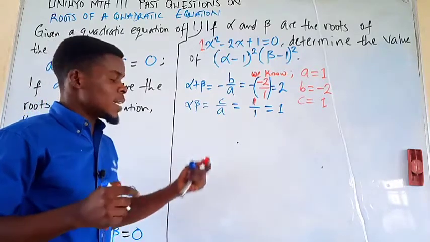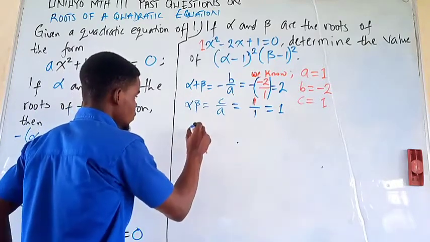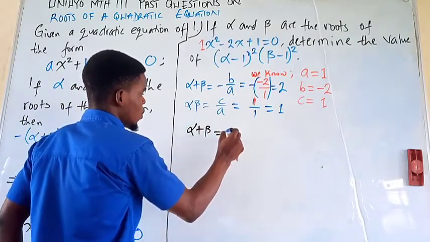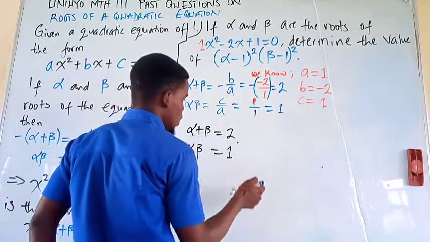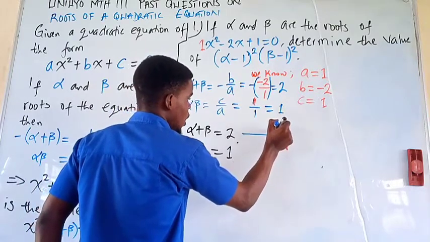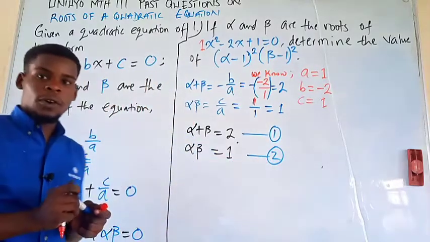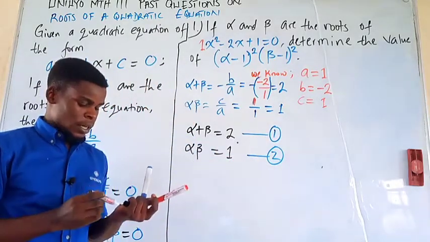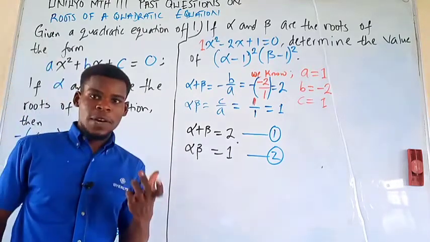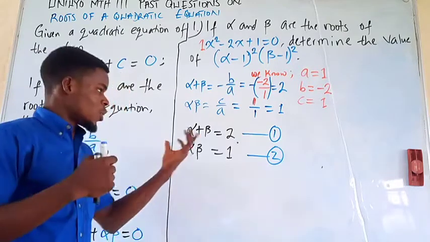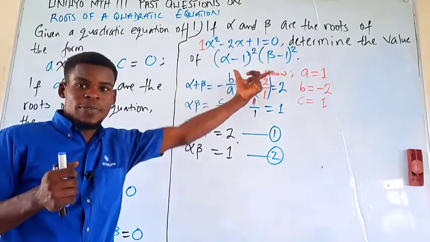Alright, since that is the case, it simply means that alpha plus beta is 2 and alpha times beta is 1. So we can look at this as two equations, and we want to solve this simultaneously. I call this one circled 1, and the other one circled 2. I'm going to solve these two equations for the values of alpha and beta, so that I can put them into this expression and simplify things.